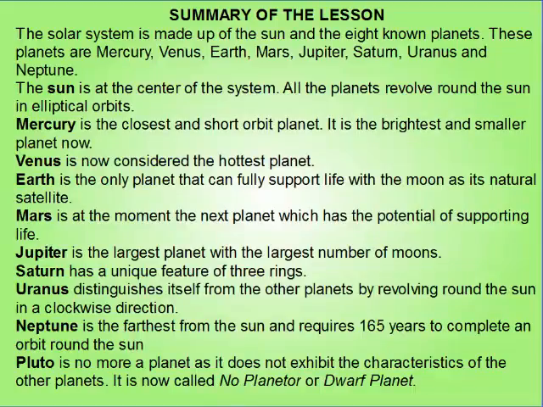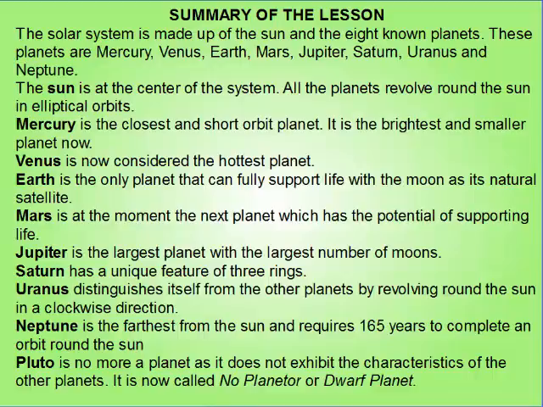We looked at the solar system, where we said it is made up of the sun and the 8 known planets. These planets are Mercury, Venus, Earth, Mars, Jupiter, Saturn, Uranus, and Neptune. We said that the sun is at the center of the system, and all the planets revolve around the sun in elliptical orbits. With the planet, we said Mercury is the closest and short orbit planet. It is the brightest and smaller planet now.